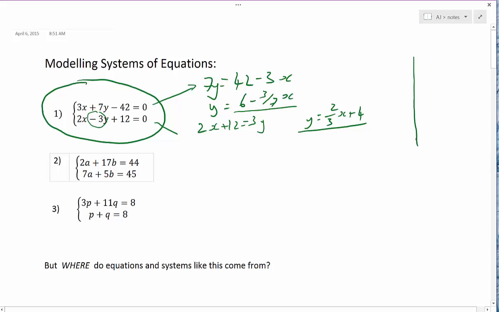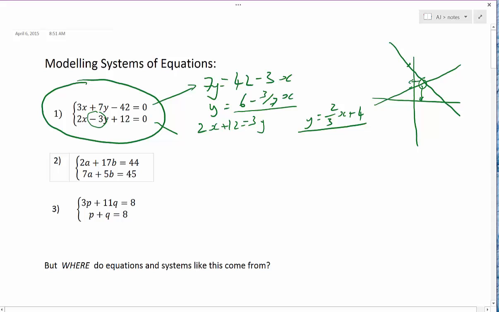A very quick sketch will tell us that the first line has a y-intercept of 6 and a slope of minus 3/7, and the second line has a y-intercept of 4 and a slope of 2/3, and where they intersect are the x and y values for the solution.